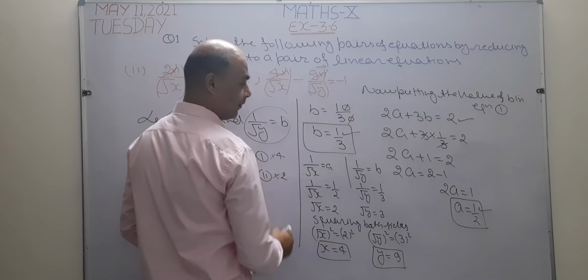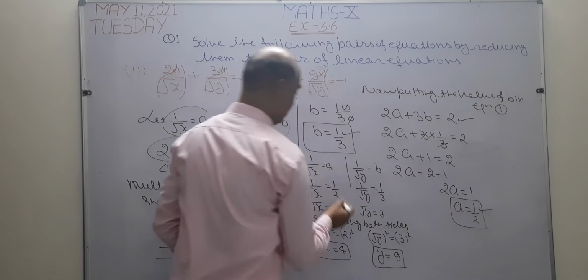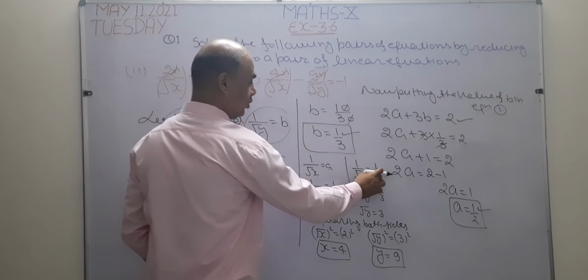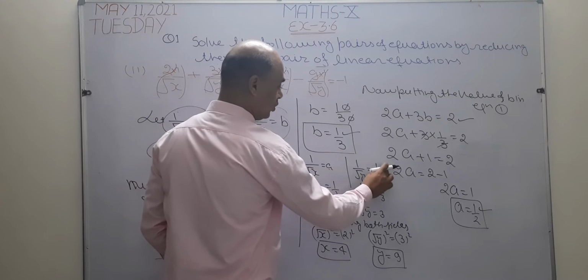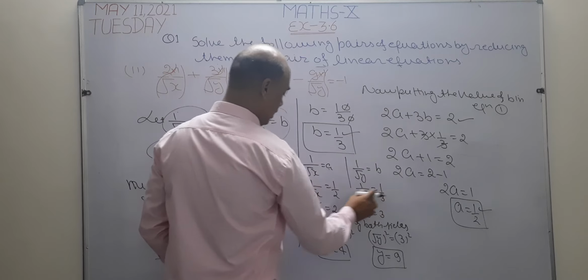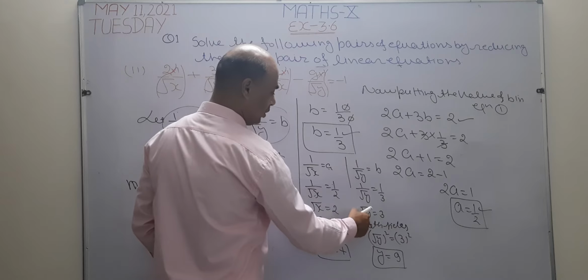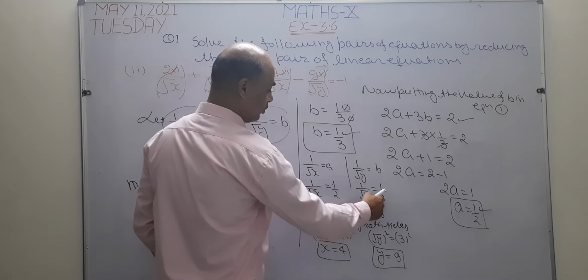What is the value of a? Value of a is 1 by 2, so I write instead of a 1 by 2. What is the value of b? 1 by 3, so I write instead of b 1 by 3. When I cross multiply, this becomes root x into 1, root x, 2 ones are 2. Similarly, this becomes root y into 1, root y, and 3 ones are 3.